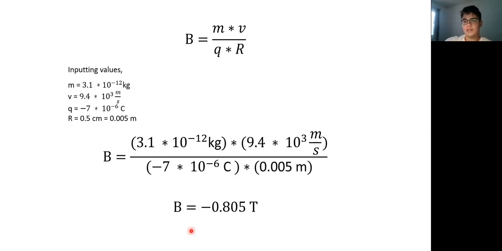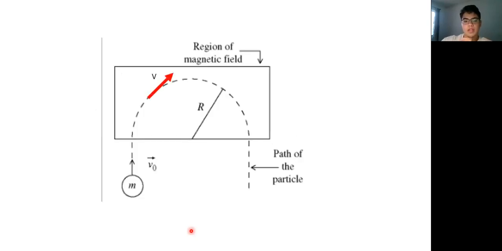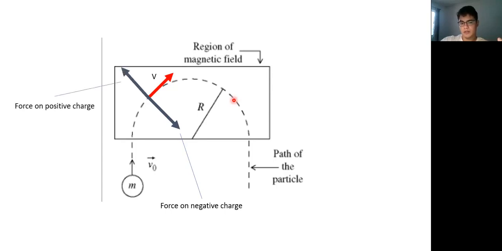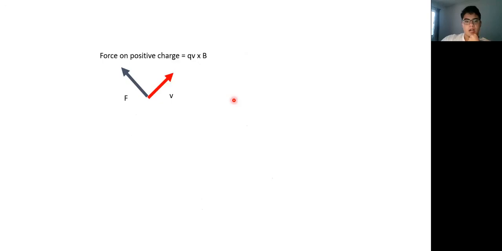But how can we actually visualize this and prove this? So we know that this is the path of the particle. This is the tangential velocity of that particle. And in order for it to curve in this direction, there needs to be a force. And this is the force on the negative charge when it's in the region of the magnetic field. And we know from our notes that the force on a negative charge is in the opposite direction of the force on a positive charge. So we can use this information to determine which direction the magnetic field is pointing.